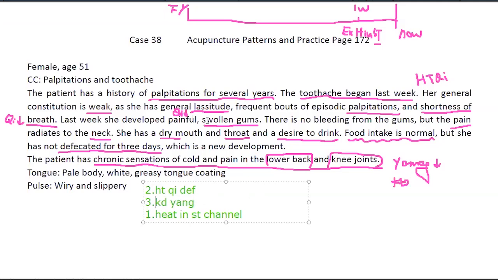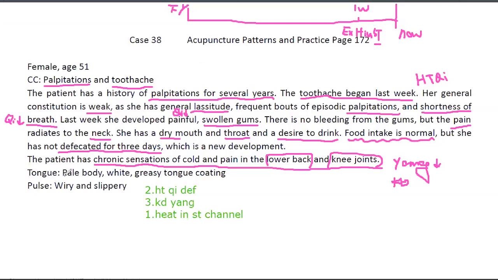I believe that's because toothache is the acute problem and the palpitation is a chronic problem. Chronic problems take some time, and it is difficult to treat the deficiency. Acute problems are a little bit easier to treat. So that's why in the book they put stomach fire, but I like to use stomach heat because there is no bleeding. Stomach heat rising up, going to the channels. So that's the pattern here.